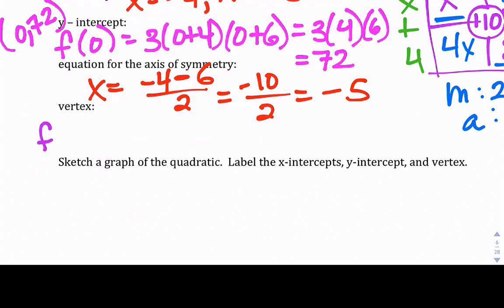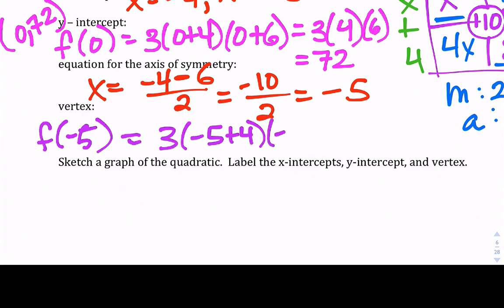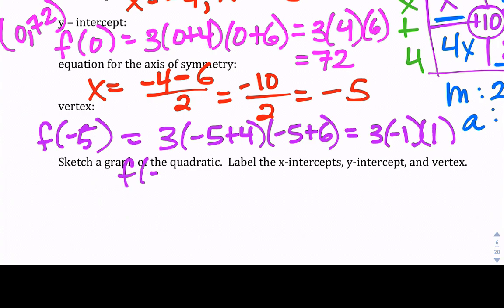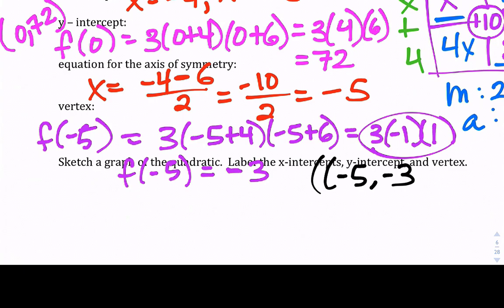And to find the vertex, we're going to plug that negative 5 into our factored form. So we get negative 5 plus 4, negative 5 plus 6, which is 3 times negative 1 times 1. So f of negative 5 equals negative 3 if we multiply those together. So the point we're looking at is negative 5, negative 3.